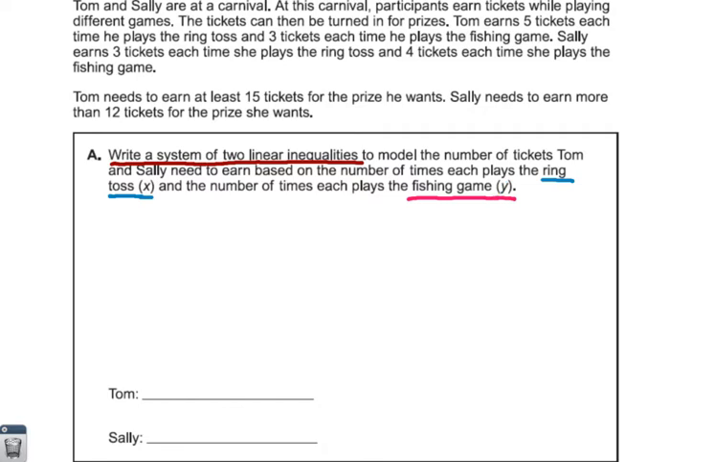So it looks like we're going to be writing an inequality for Tom and another one for Sally. So here we go. Tom earns 5 tickets each time he plays the ring toss, and he earns 3 tickets each time he plays the fishing game. And he also needs to earn at least 15 tickets total.